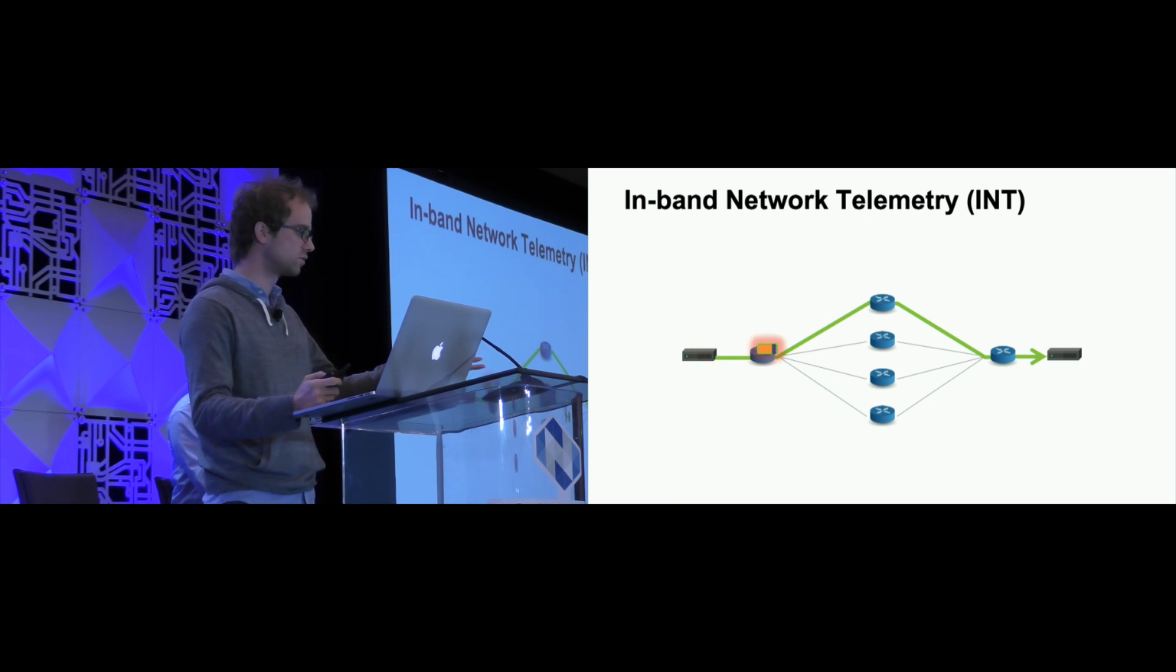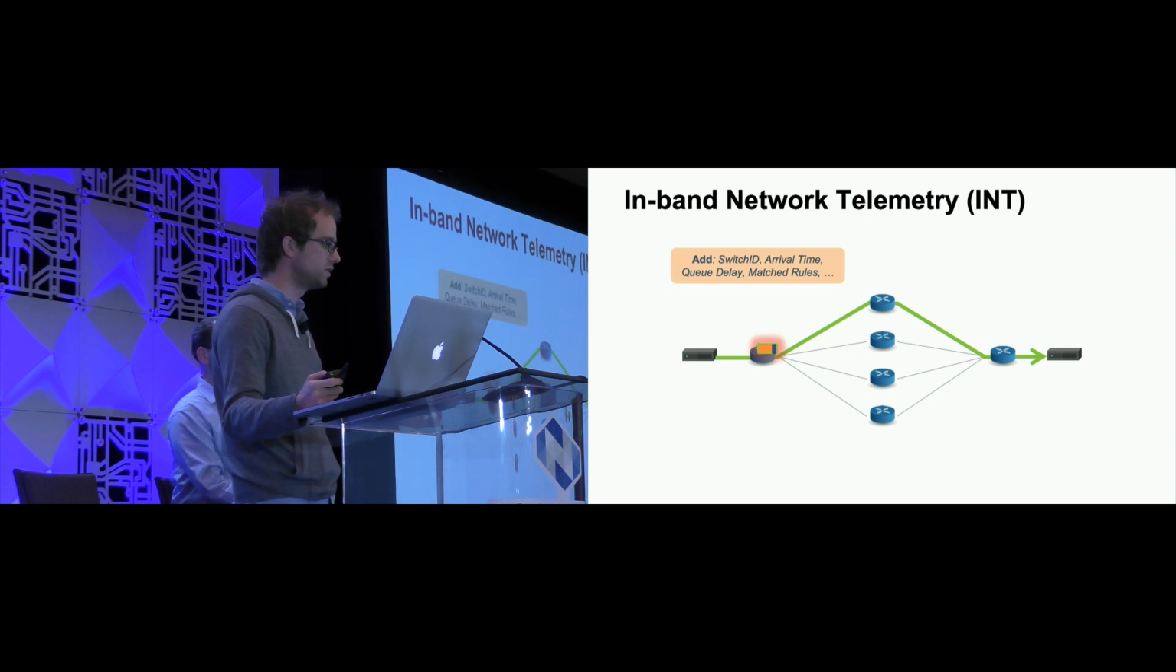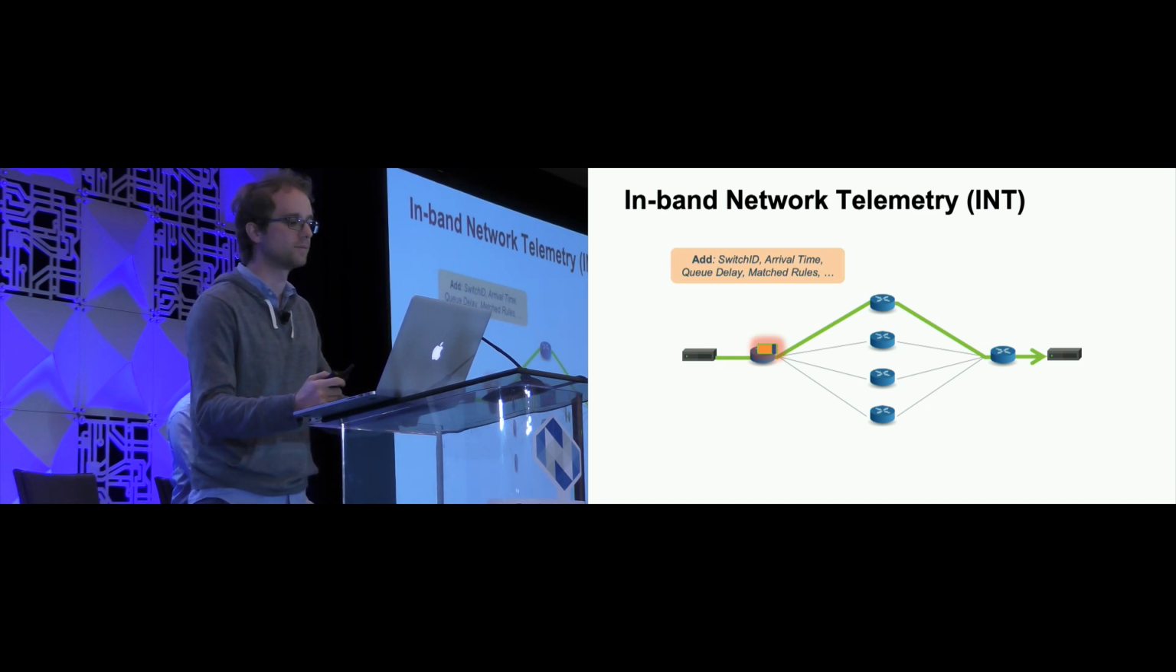So you get your packet, it gets to the first switch. Here you can add some metadata, such as a switch ID. Usually you add timestamps: the time at which the packet was enqueued at the queue in the switch, the time at which the packet was dequeued. You can also add some information about which flow rules were hit in the switch.